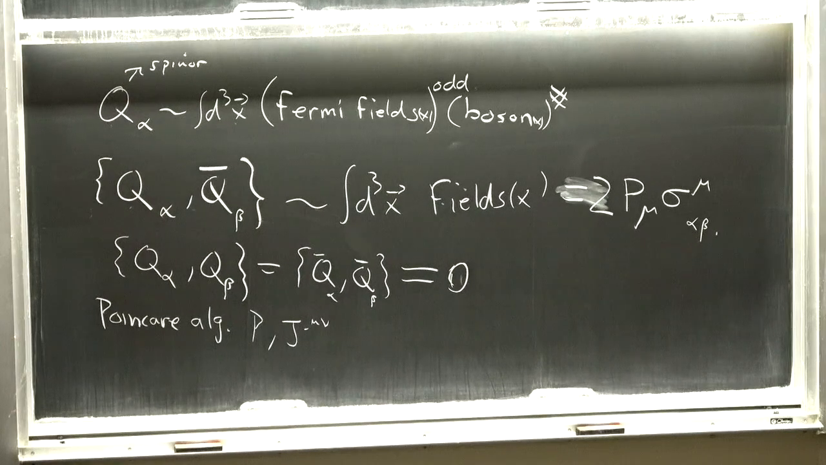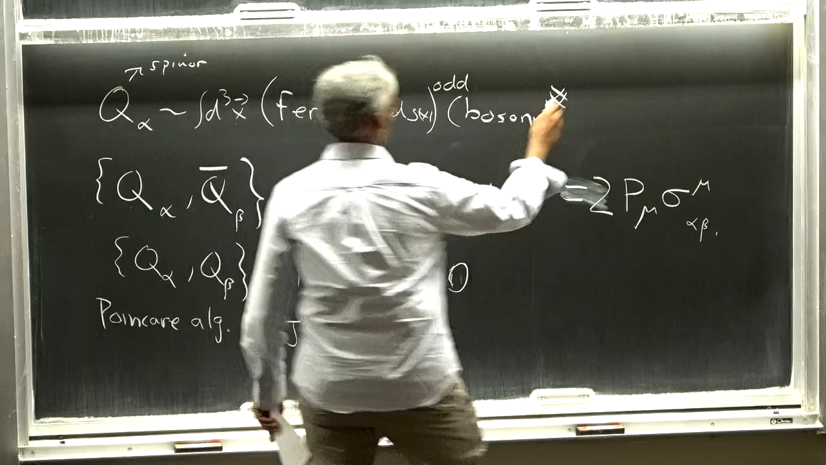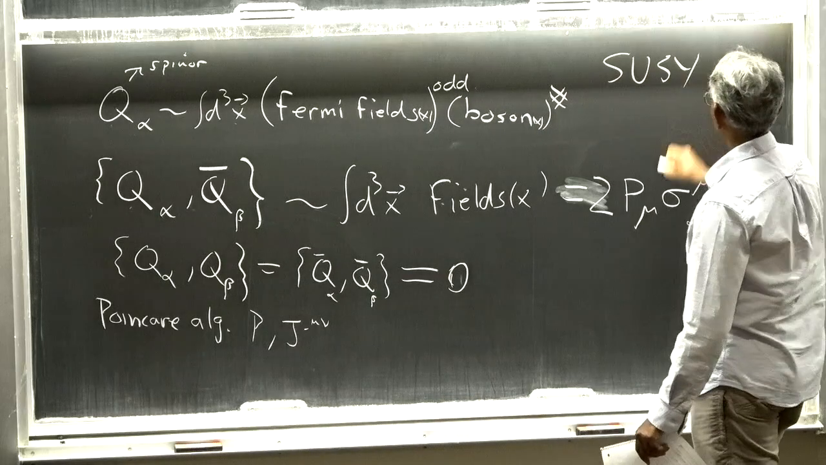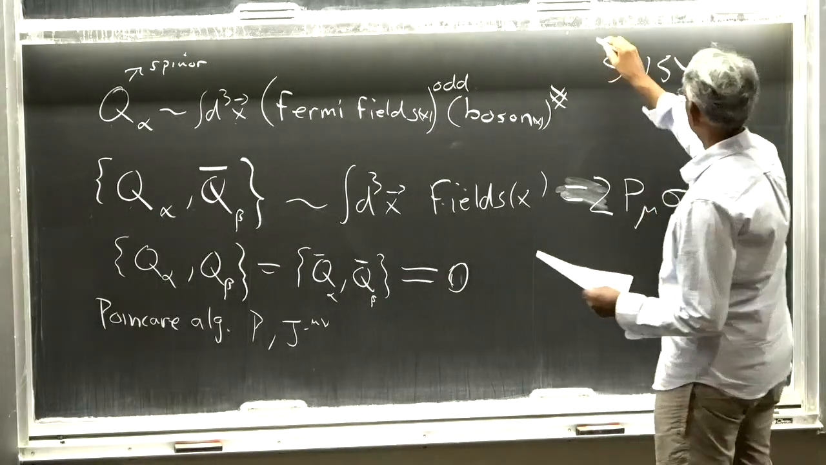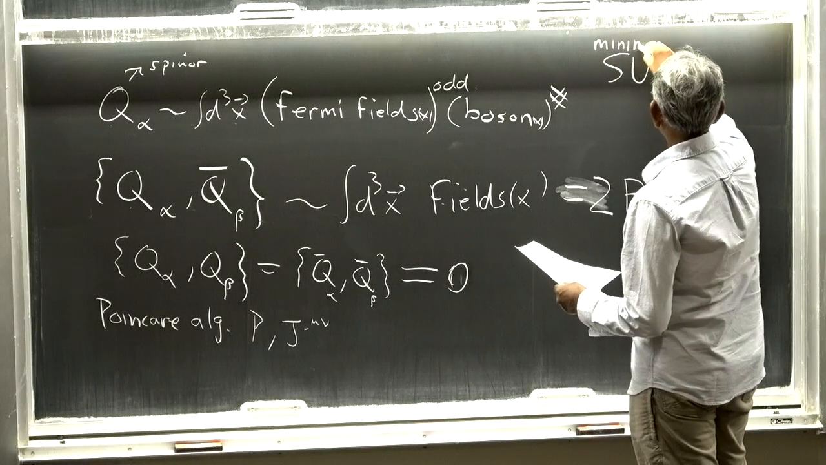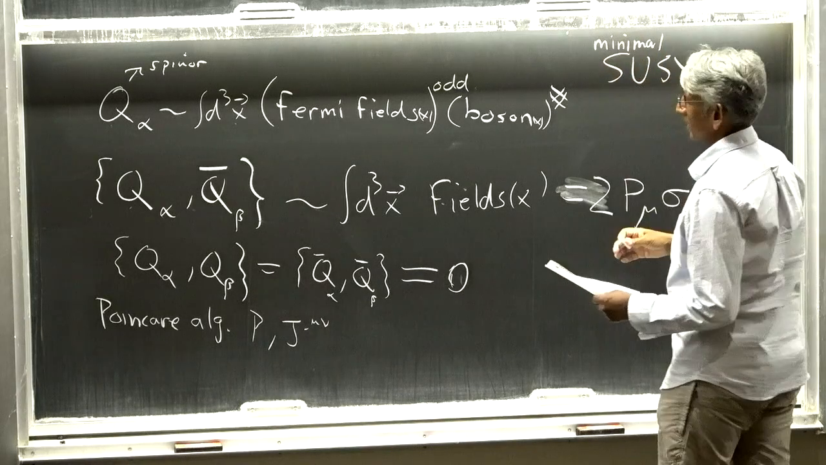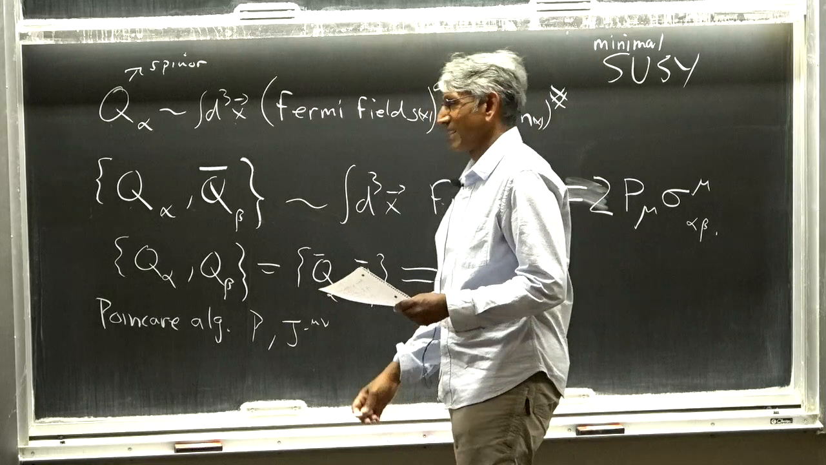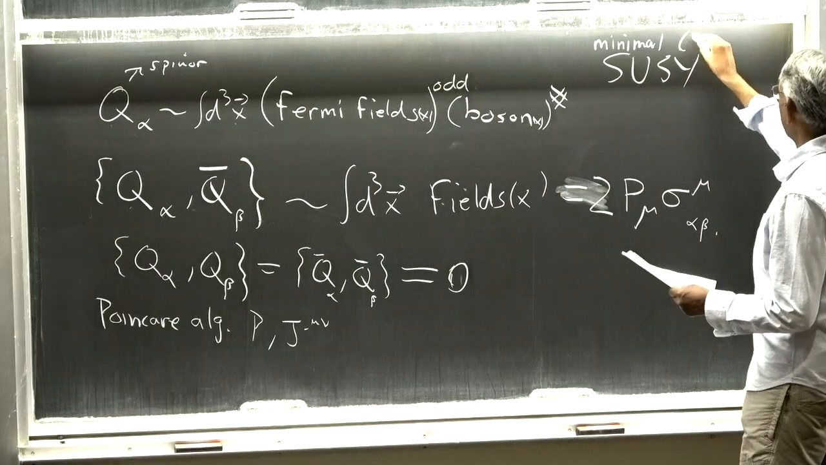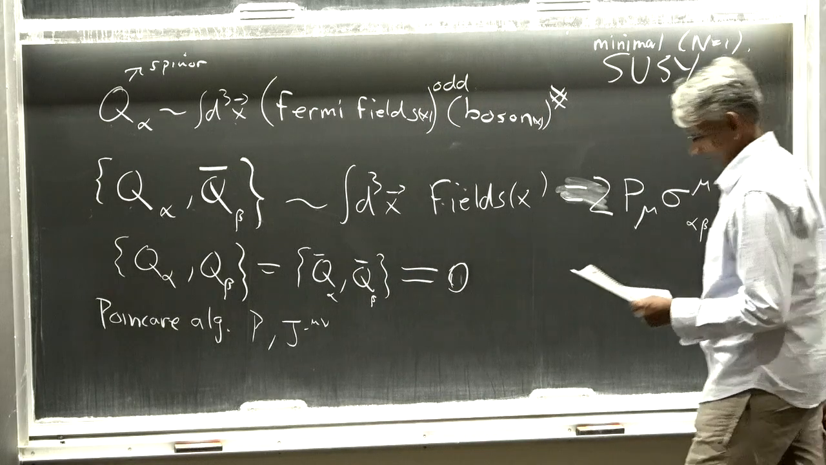This is a closed algebra, okay? And it has a name, right? That's supersymmetry, which you all know, SUSY. And it's really minimal. The fact that there's only one Q that I'm considering is minimal, or N equals 1 SUSY, okay?